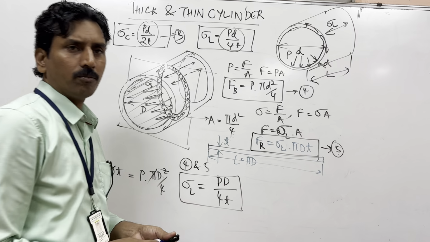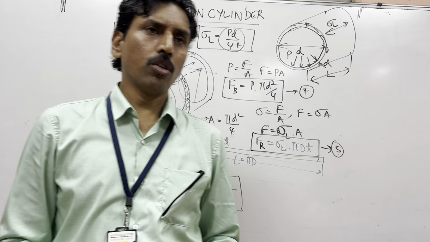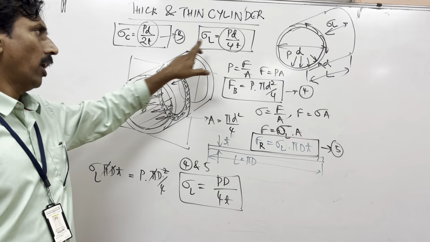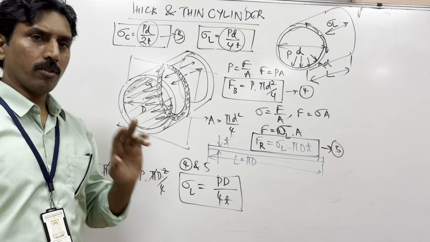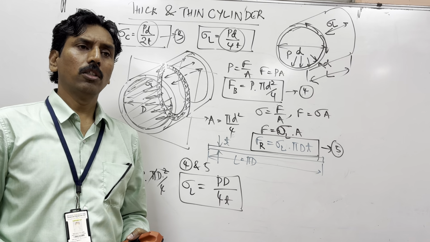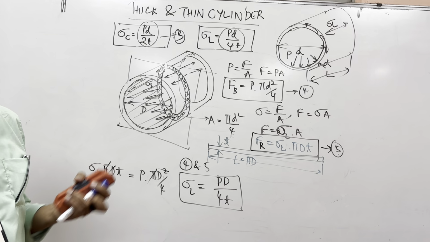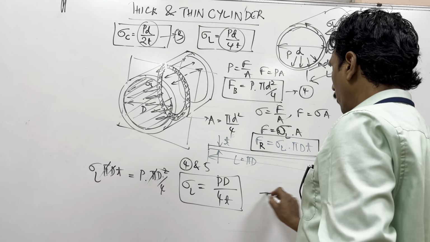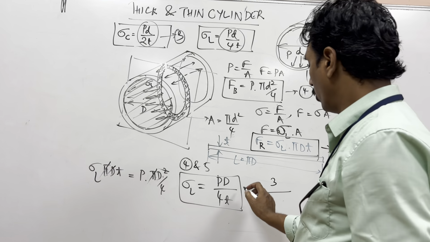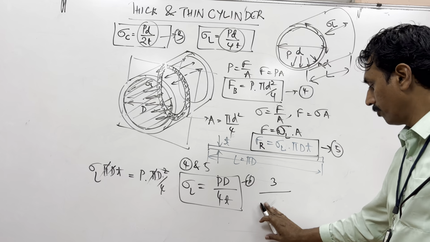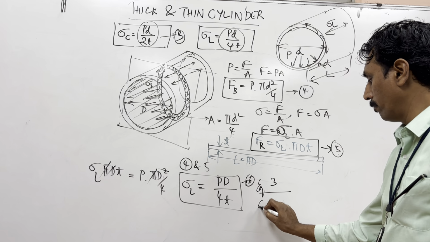In the examination you may have questions to derive the circumferential stress and the longitudinal stress. People may also ask you to show that circumferential stress is 2 times the longitudinal stress. In that case, what you have to do? Circumferential stress is this one, equation 3. You can call this one equation 6. So take equation 3 divided by equation 6.